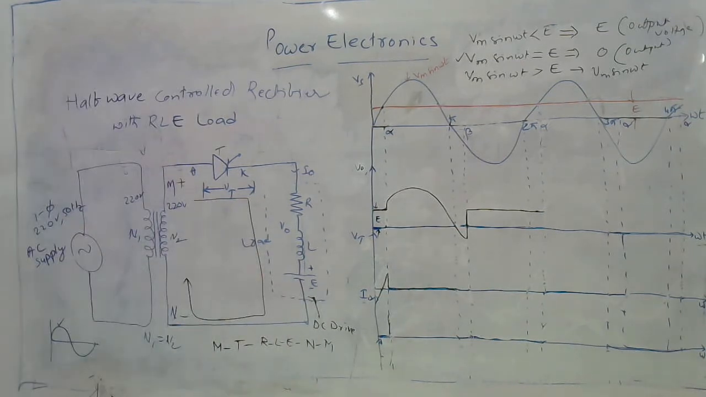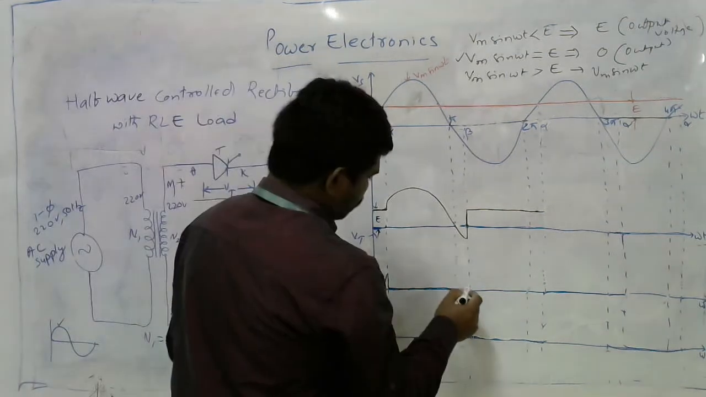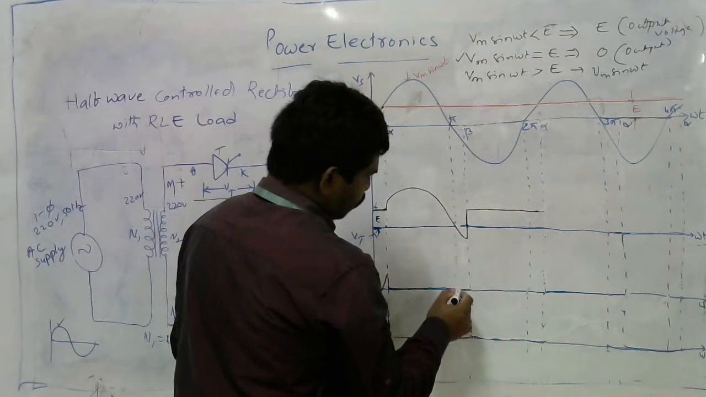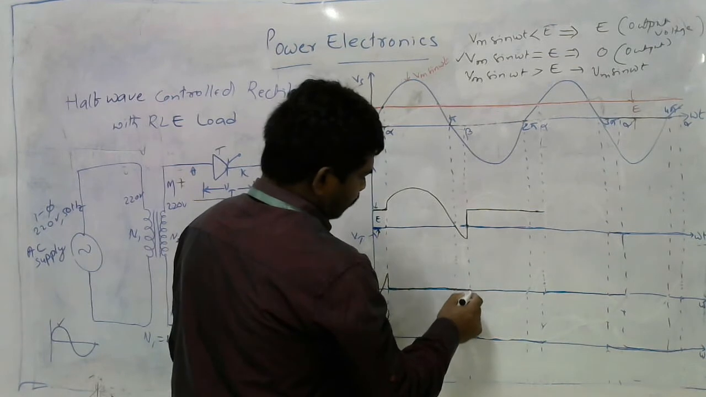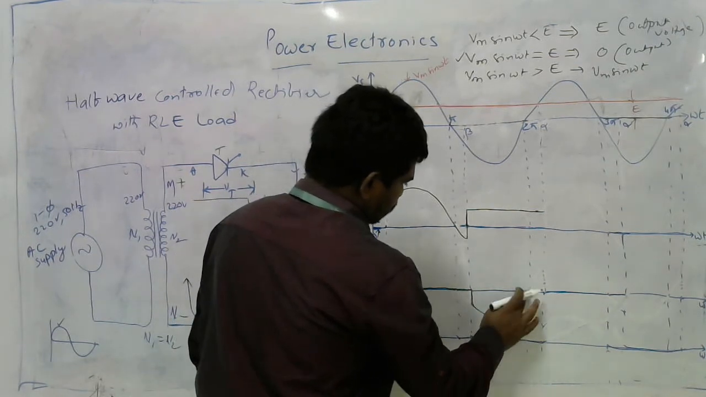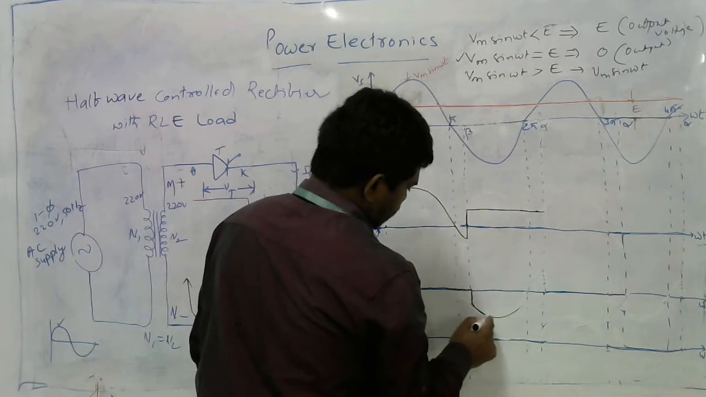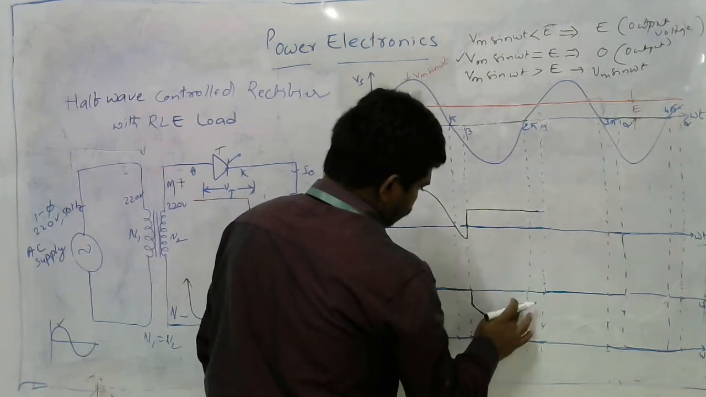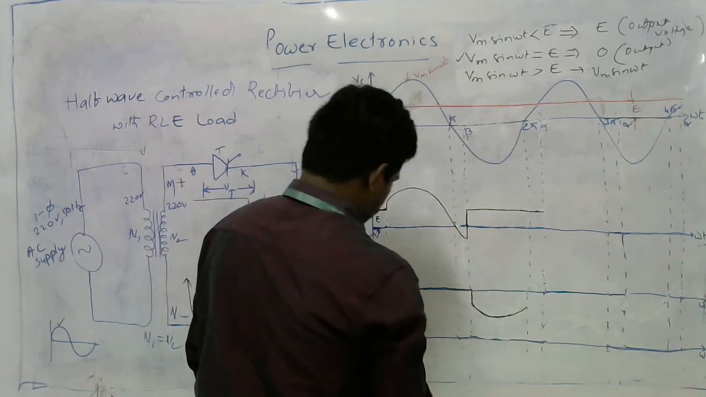After this, what will be the waveform? See that? Till the next minute. After this, there is no voltage across the thyristor. Then we can say this is the output portion. This is the output portion, and having this amount like this.